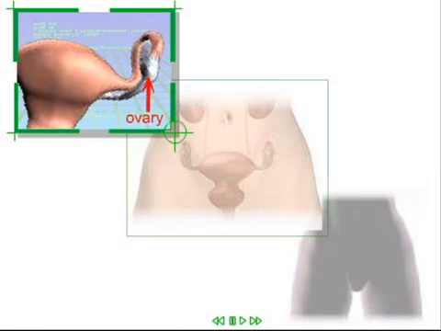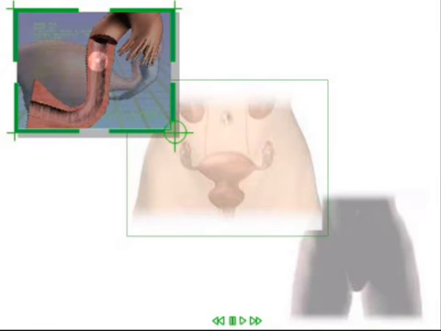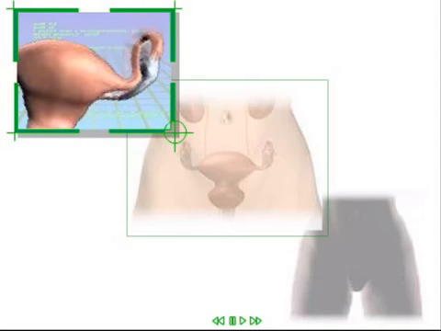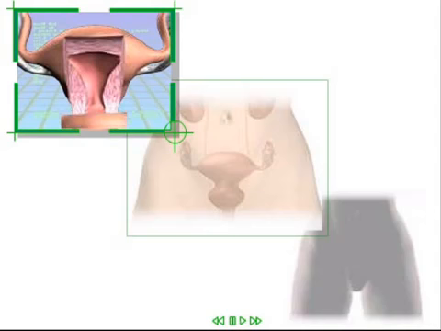Every month the ovary releases an egg into the fallopian tube where it travels into the uterus. The egg is about the size of the head of a pin. The inner uterine wall becomes thickened with nutrients and develops an enriched blood supply.